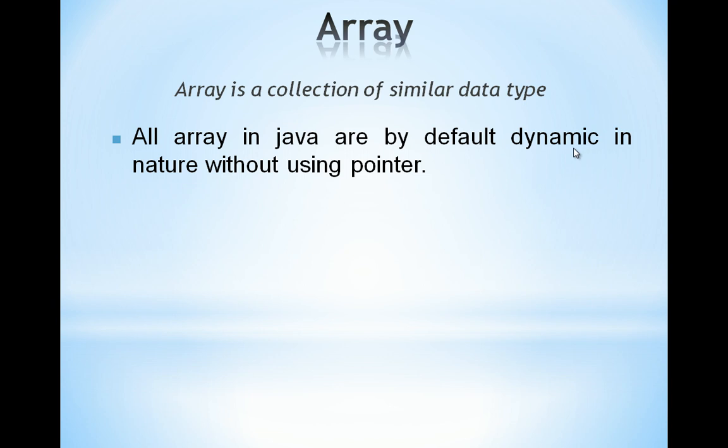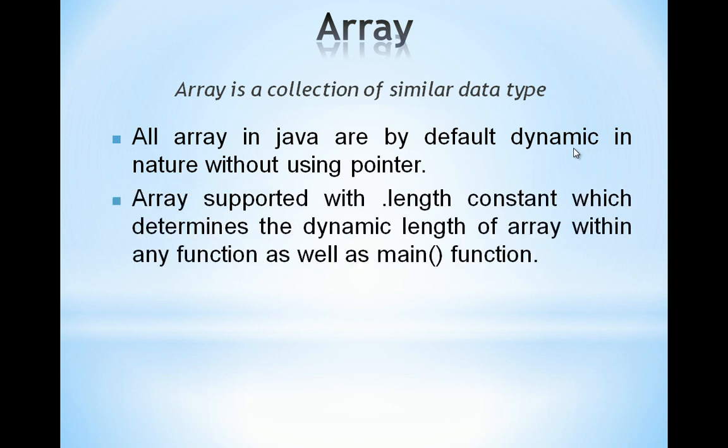In case of C and C++, for dynamic memory allocation, we use pointers. But here in Java, whenever you declare the array, then the array is by default dynamic in nature. As well as it has a dot length constant, which determines the dynamic length of the array within any function.